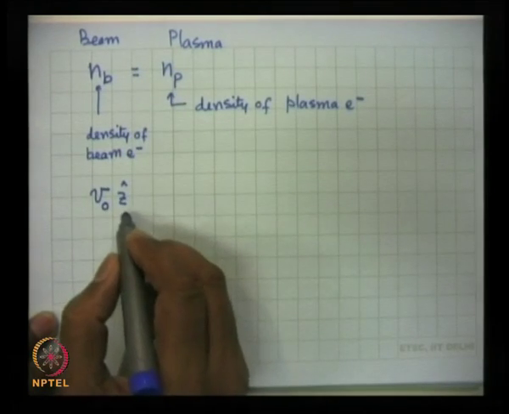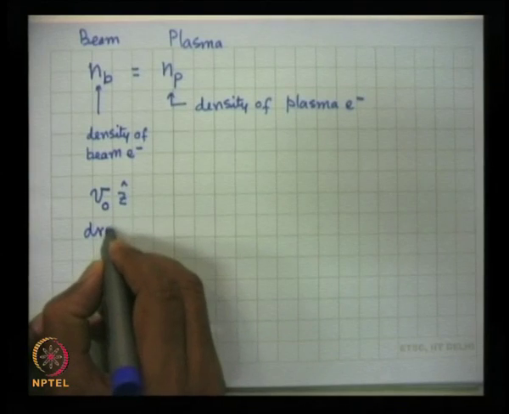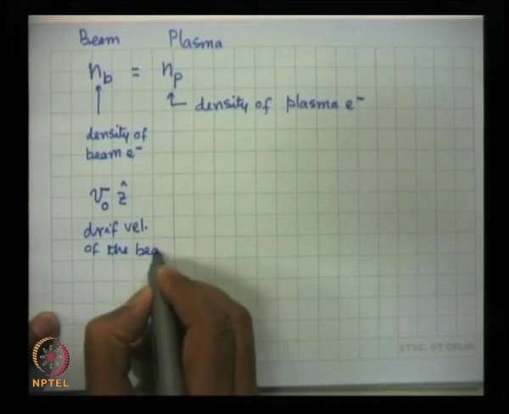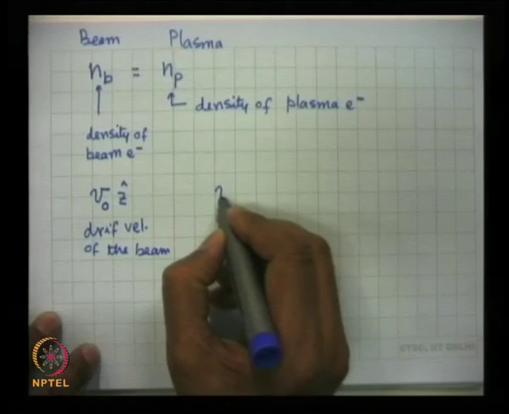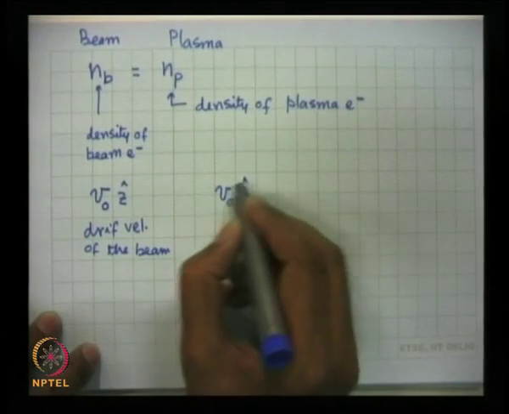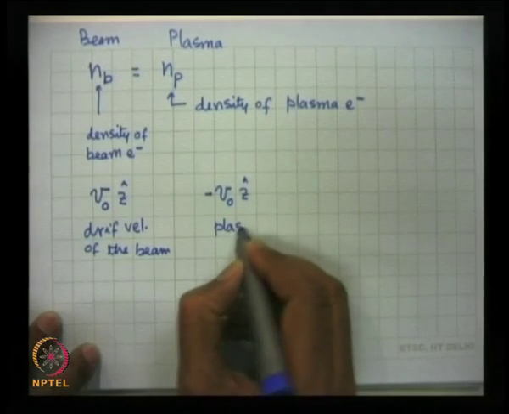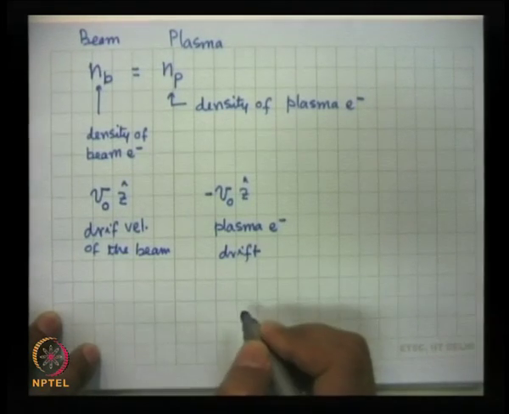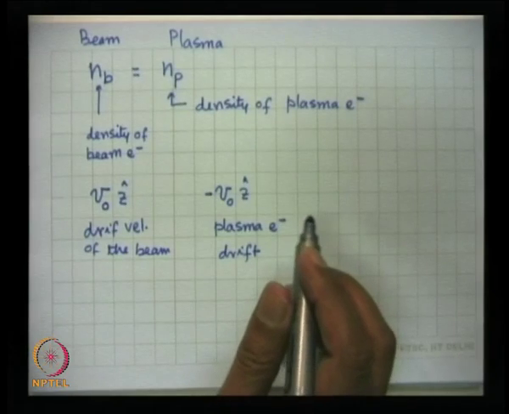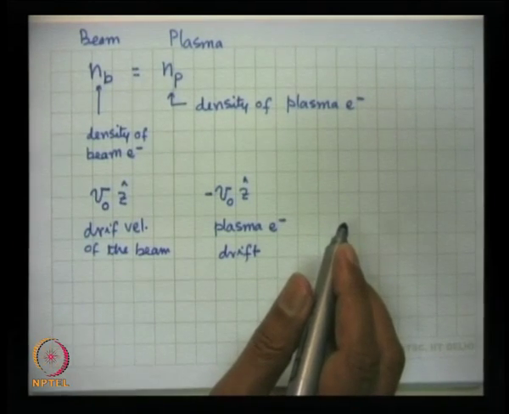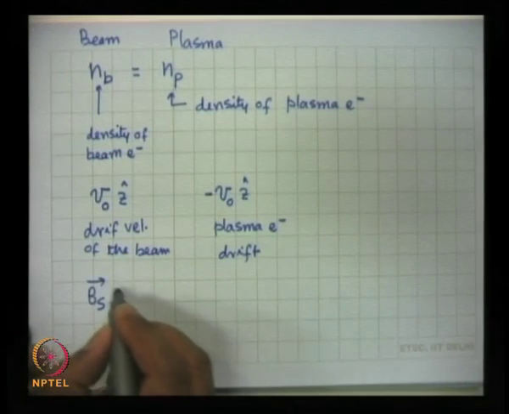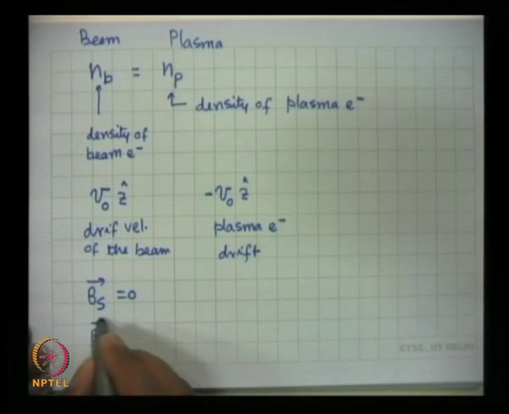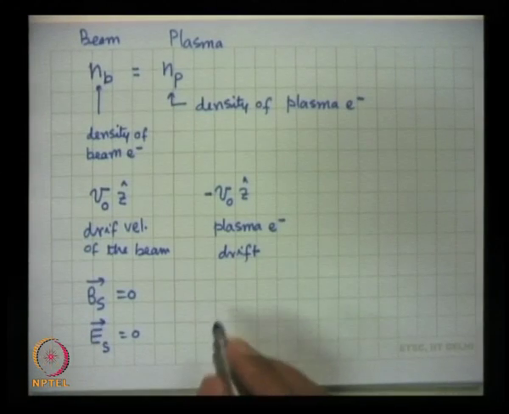So, beam electrons are moving with drift velocity v0 z, velocity of the beam, and the drift velocity of plasma electrons is v0 z with a negative sign. Plasma electron drift. This is the equilibrium I consider. There is no DC magnetic field in the system, so static magnetic field is not there, and there is no electric field in equilibrium, so E static is also 0. This equilibrium I would like to perturb by an electromagnetic wave.